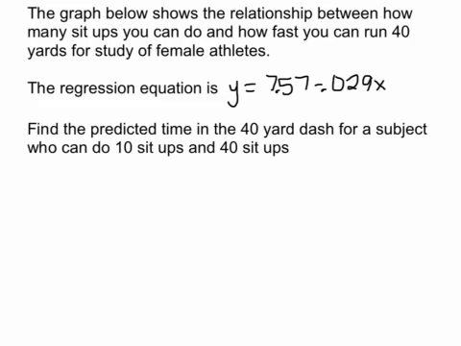The next problem. The graph below shows the relationship between how many sit-ups you can do and how fast you can run 40 yards for a study of female athletes. I didn't draw the graph, but really what I'm looking at is a graph that looks like this, that has a negative slope because they give me the regression line. What I have to do now is think about a few things. What is my explanatory, which is my x, and what is my response, which is my y? In this case, my x is going to be my sit-ups, and my response is going to be my 40-yard or my run.